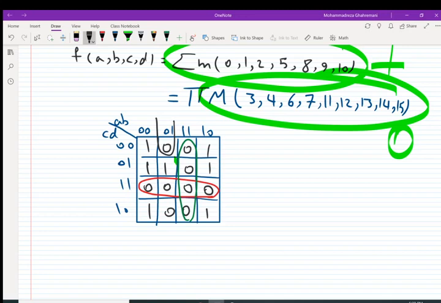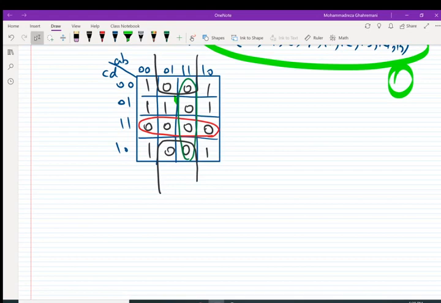What should we do? Let's consider these two together with these two. Now we keep the group as big as possible. So the function is equal to the red one. A and B are changing. C and D is C bar plus D bar.